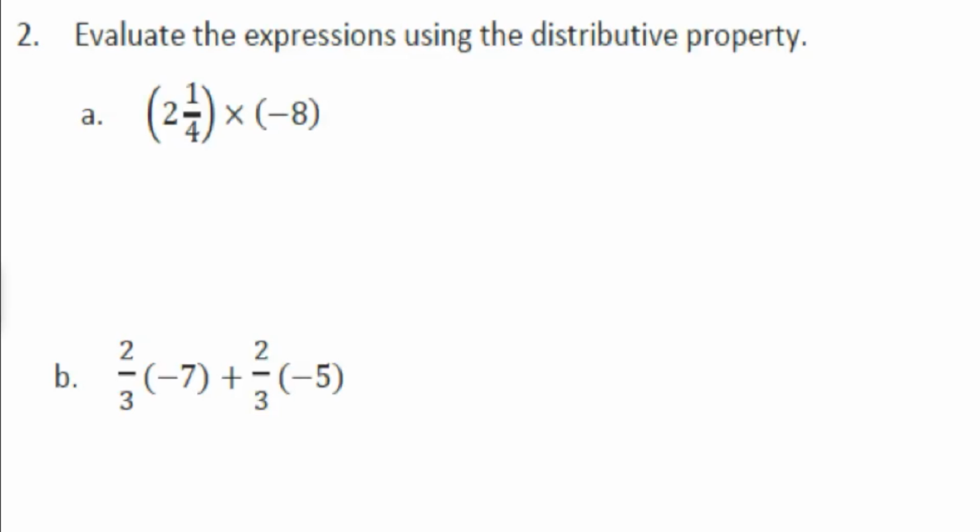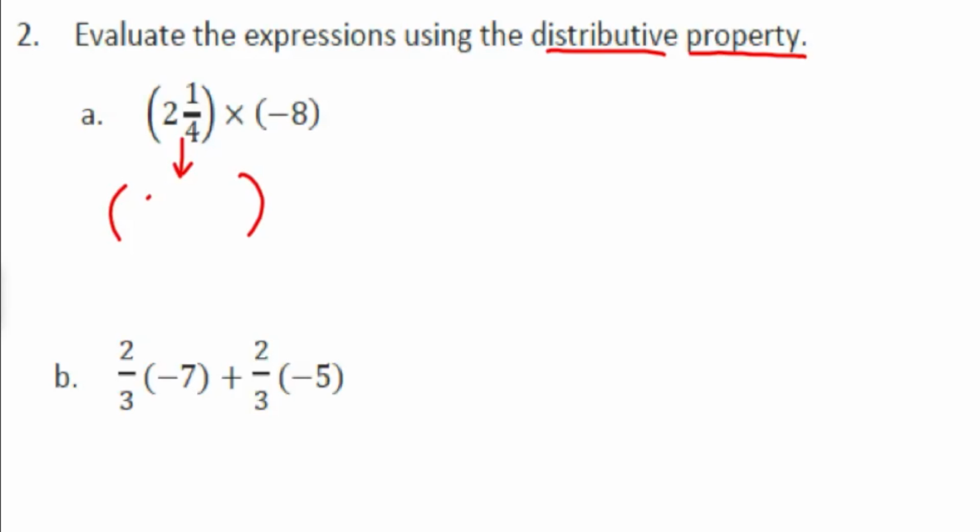The directions read, evaluate the expressions using the distributive property. Well, let's look at Problem A. It reads 2 1/4 times -8. In order to use the distributive property, we have to use multiplication and show how that distributes over either addition or subtraction. So we're going to take the number 2 1/4 and rewrite that to what it means.